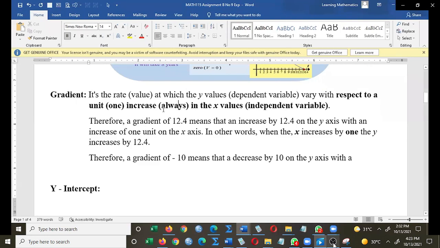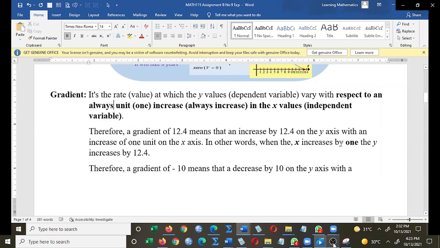Did you see what I wrote there? Always increase. When you analyze, you always have to use the word increase when you're talking about the x. So if it's from -2 to -3, is it an increase or a decrease? Let's continue, we'll come back to that.